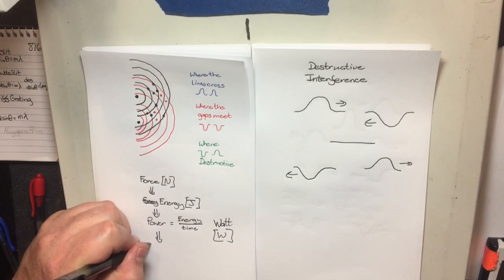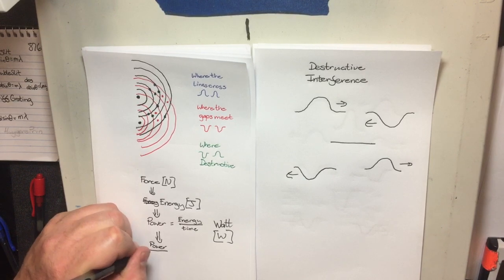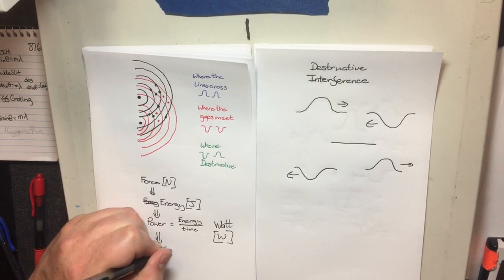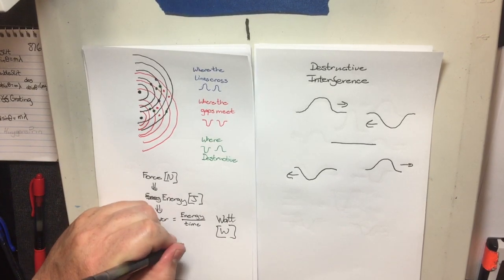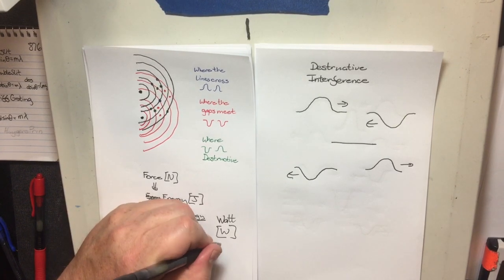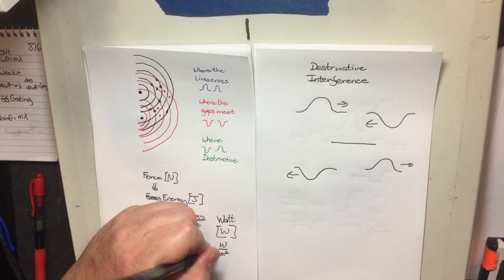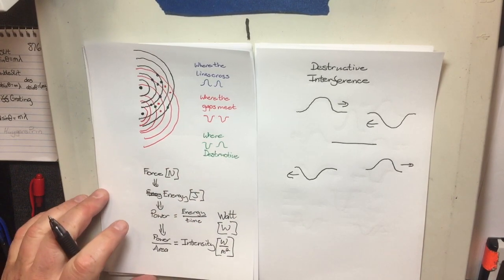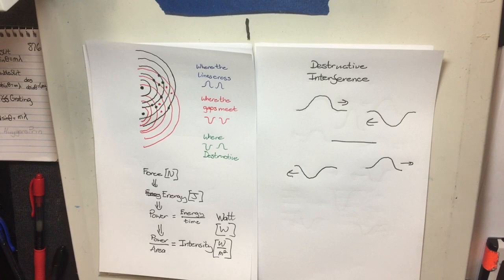But then if you take power and divide it by area, you get intensity. And the units that we're going to use for this are just watts per meter squared. So the light coming from the ceiling has a certain amount of power. So a certain amount of energy is coming down onto the floor.